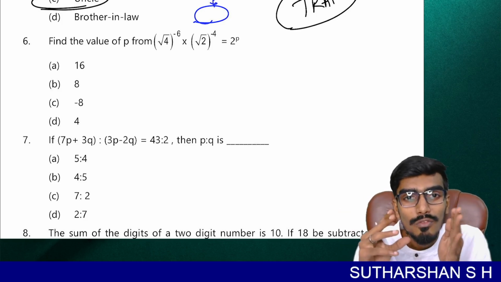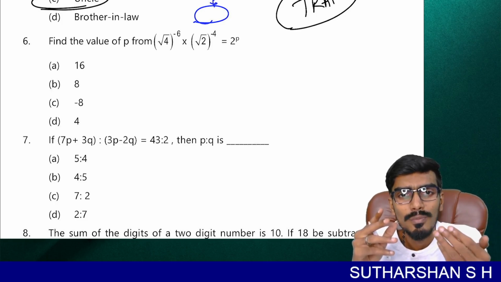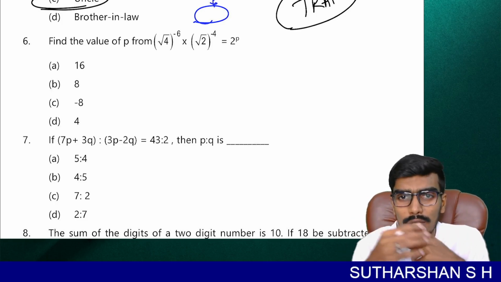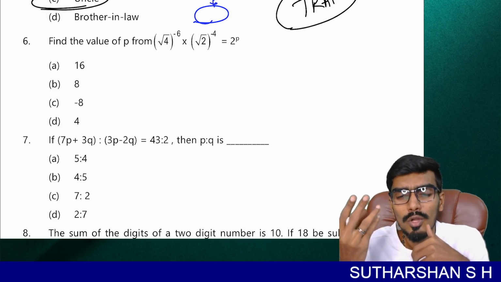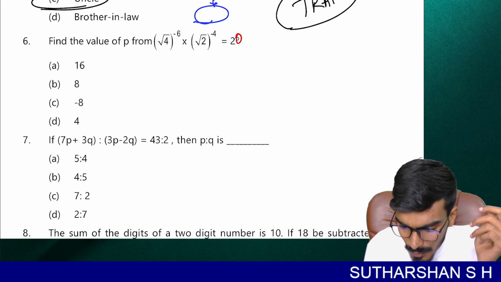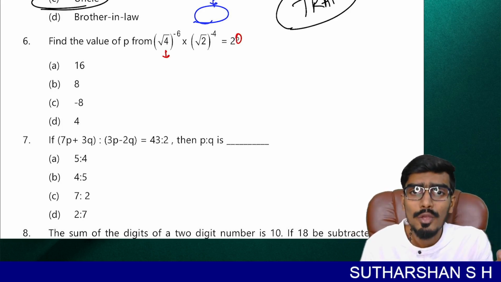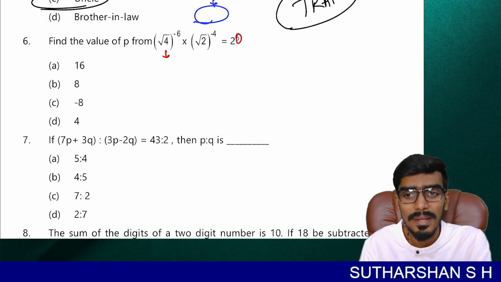Now come to find the value of p from (root 4)^-6 into (square root of 2)^-4 is equal to 2^p. That is what is asked, the value of p. I will do it in the actual method, in pen and paper mode. Then I will make you comfortable with the calculator trick. That's the two methods I will do.